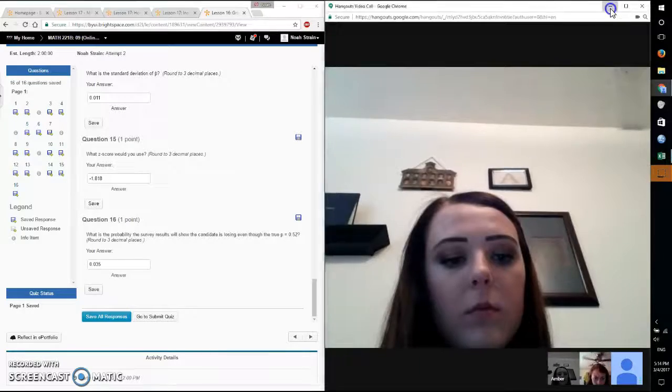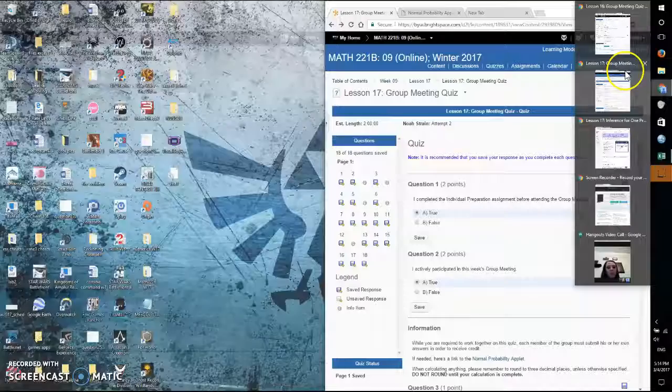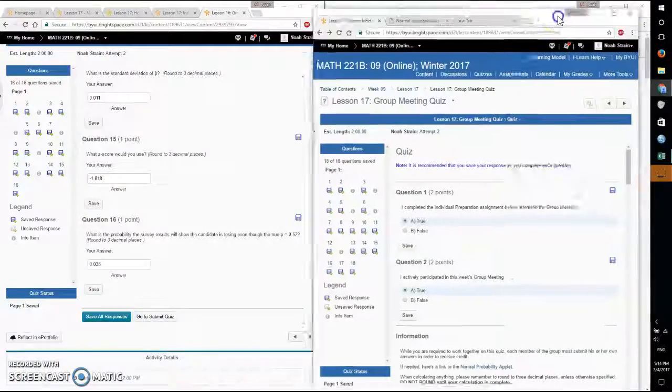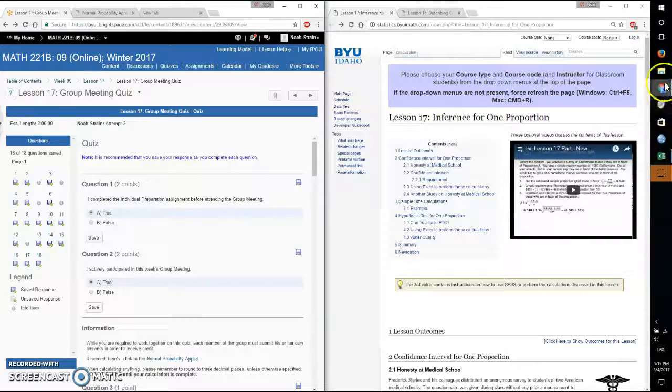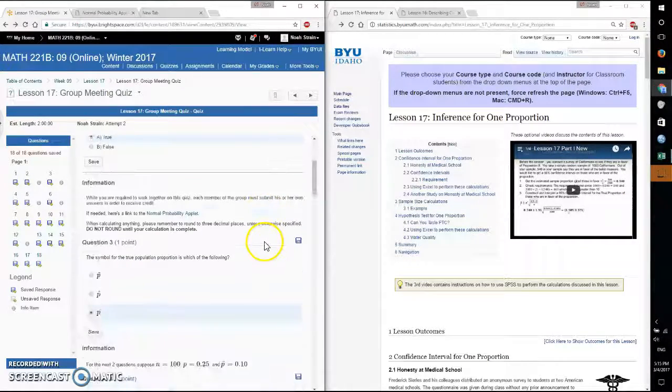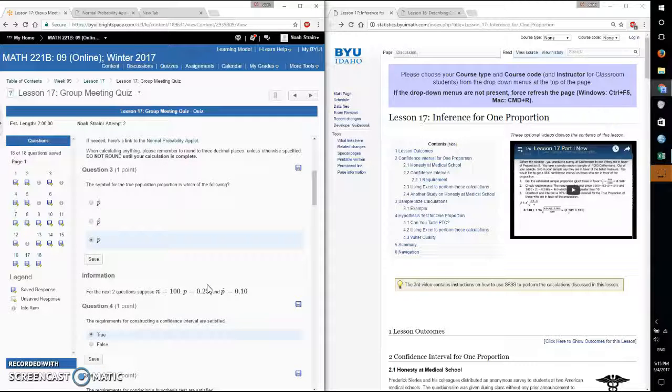So for 17, let me pull that up real quick. We get, for question 3, the symbol for true population proportion is the third option, P, because P hat is the point estimate for it.